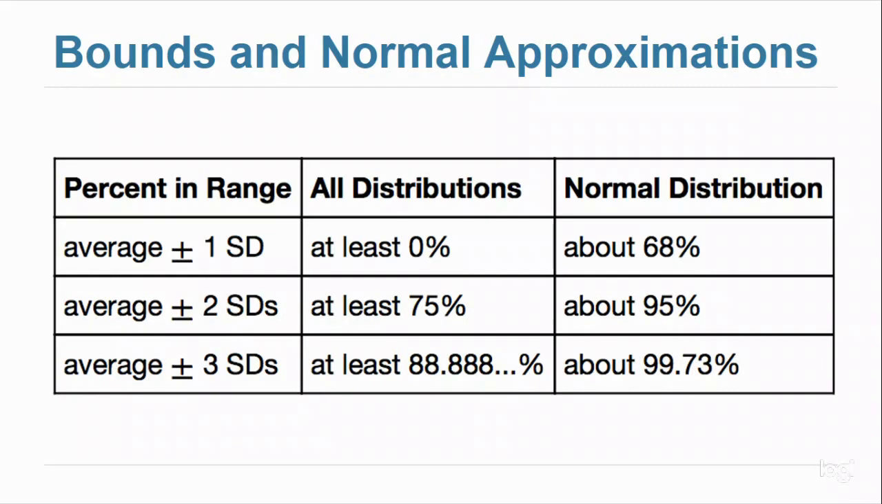For an arbitrary distribution, you can guarantee that at least 75% of the observations lie within 2 standard deviations of the average. But for a normal distribution, you get a much higher proportion. 95% of the observations lie within 2 standard deviations of the average. And within 3 standard deviations, in general, we can only guarantee about 89%, whereas for the normal distribution, well over 99% of the observations should lie within 3 standard deviations.